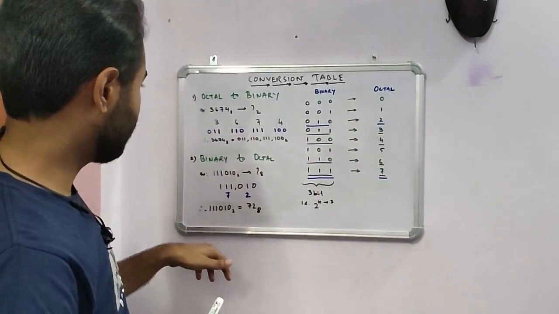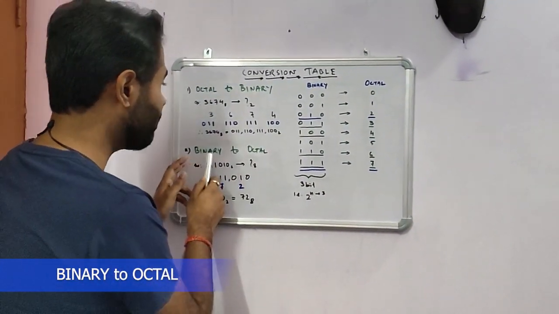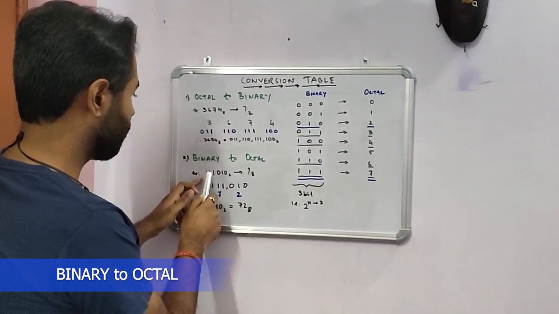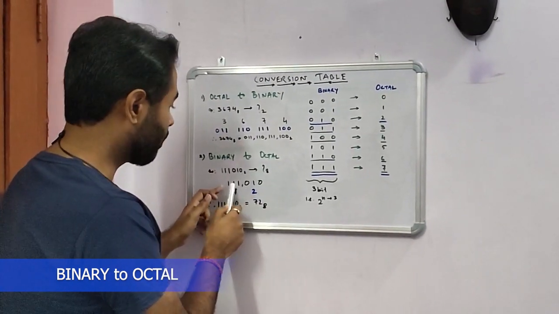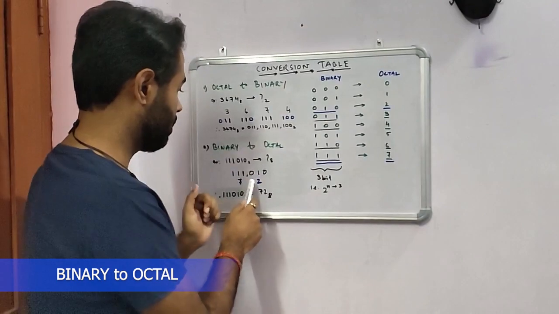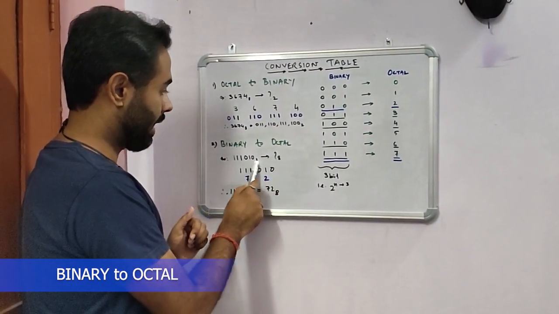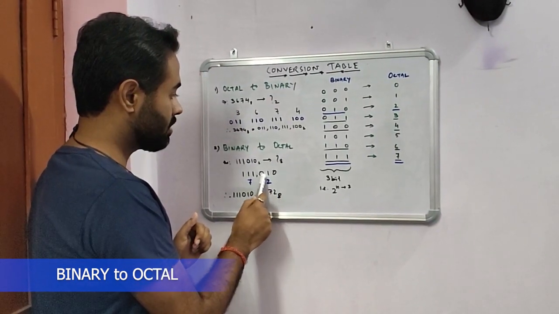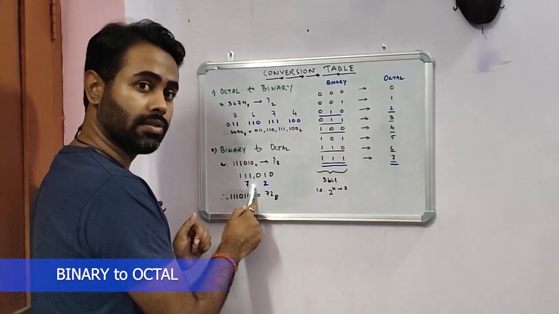Now let's move to the next one, which is the binary to octal conversion. For example, we have the value 111010 base 2 to base 8. Now we have to arrange it in the form of 3-bit values starting from right to left. So here, look, I have arranged it in 3-bit values starting from right to left. We have taken 010 as one 3-bit group, and 111 as the other 3-bit group.